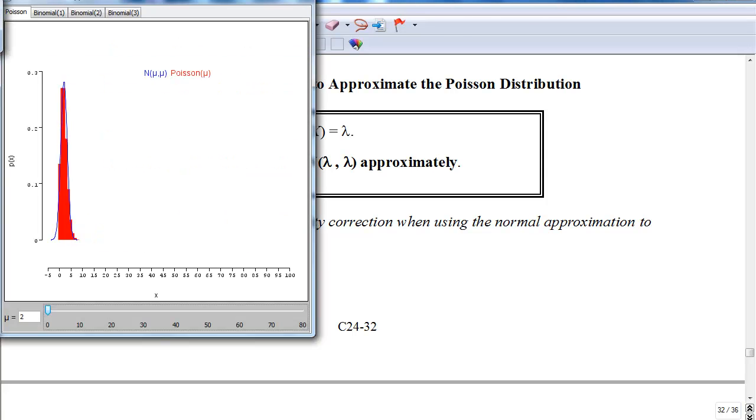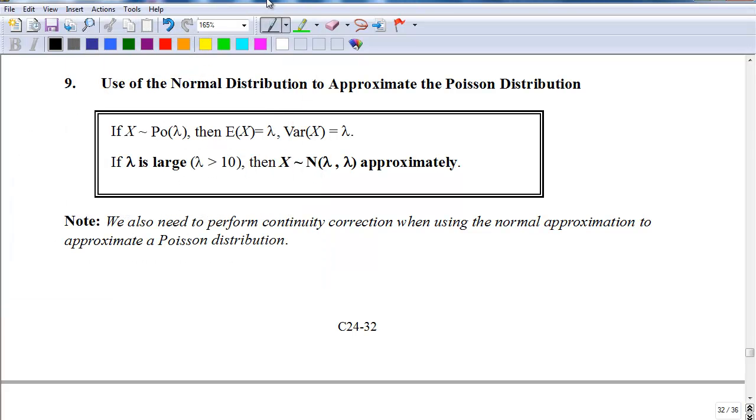Now the red histogram that you see here is actually the Poisson probabilities corresponding to lambda equals 2. Okay, the mean equals 2. Now if I increase the mean, we can see that the probabilities get closer and closer to a bell-shaped curve. Now this gives you a good idea why we can use the normal distribution to approximate a Poisson distribution. Now let's look at the conditions.